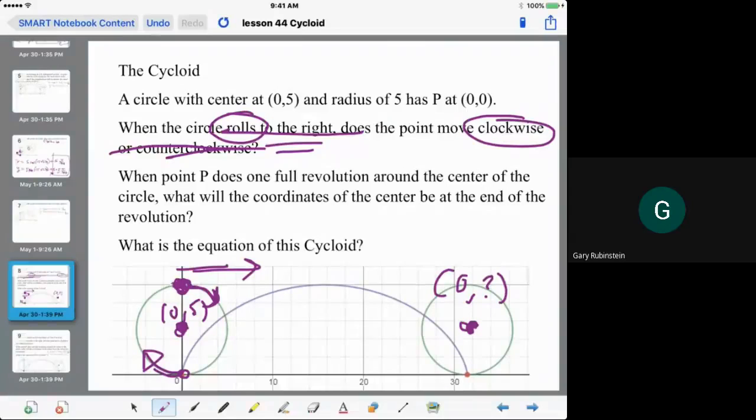So why don't you chat, what must the center of that circle be at the conclusion of one cycle? Oh, it's question mark, 5. Chelsea, thank you. But what should the question mark be? That's the thing to discuss. Type in when you think you know what that question mark is.